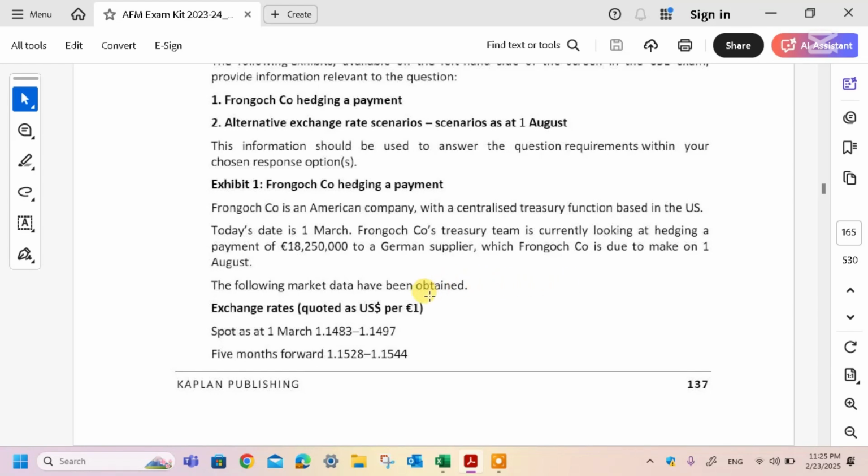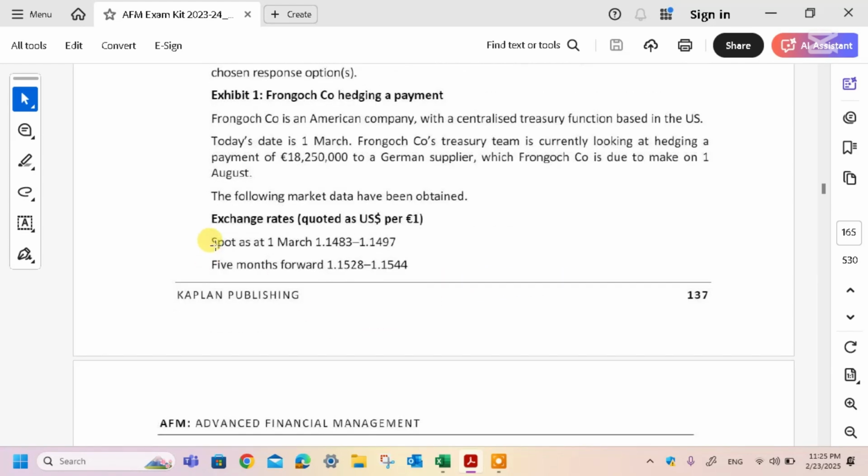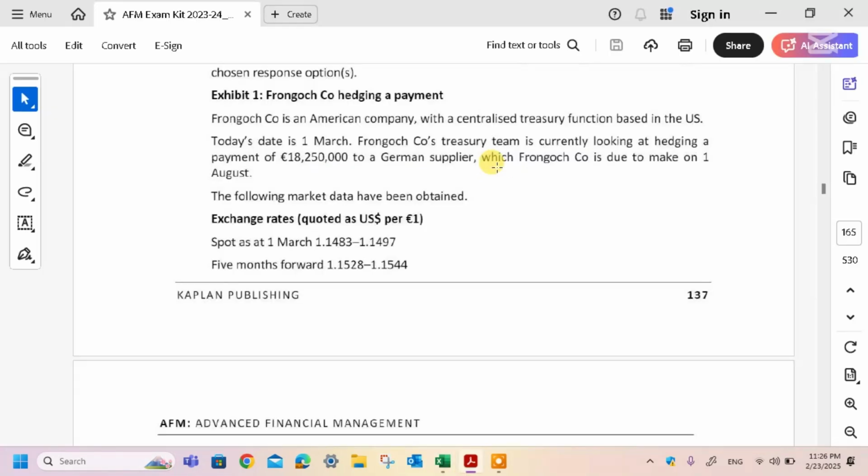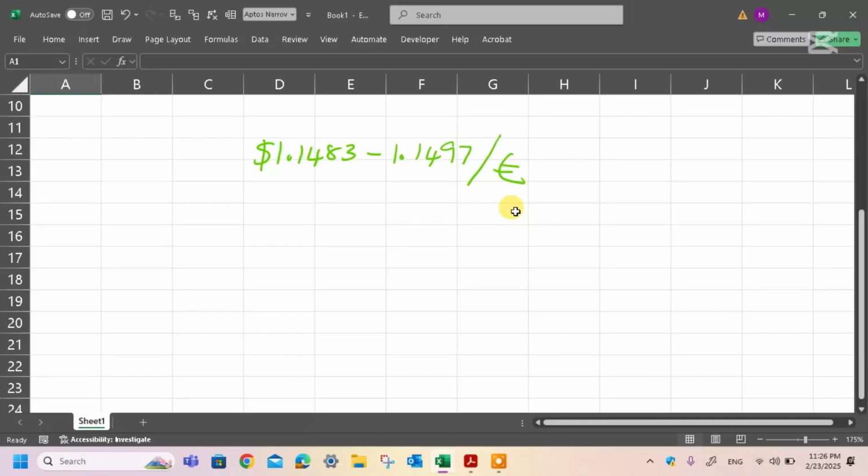The following market data have been obtained. Exchange rates are given. Spot rate. Some of the students always have this confusion. When spot rates are given as a spread, whether we should take the lower one or the higher one. Don't memorize it, go with the logic. Look at how they have given it, 1.1483 to 1.1497. That's a spread they have given per euro. How do I know it's per euro? Here on the top, quoted as US dollar per 1 euro.